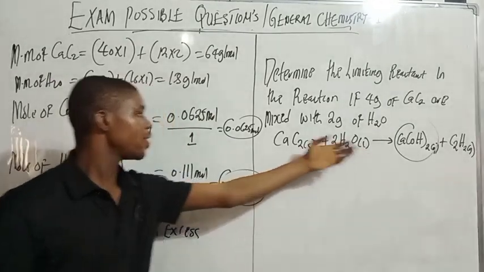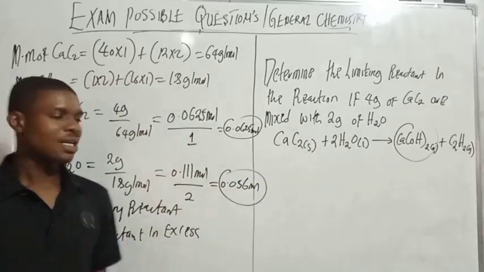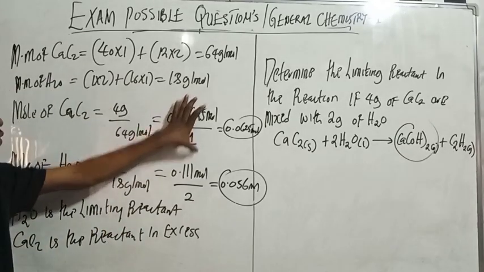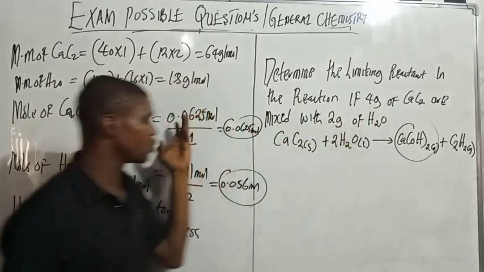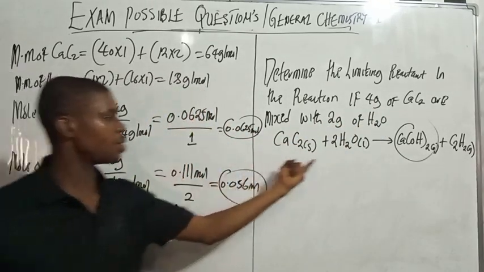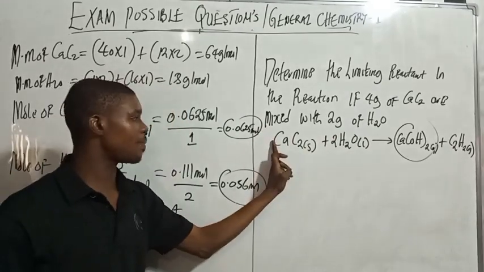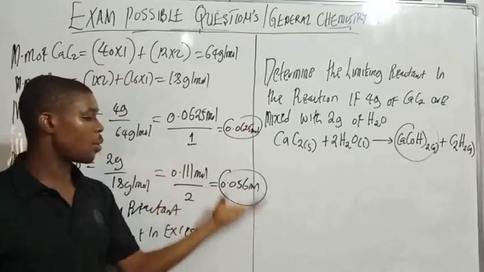So from here now, this method is just to know how to get the limiting reactant and reactant in excess without solving much from the balanced equation, just from the mole. When you get the mole, just see the mass given to you. After you calculate the mole, divide by the coefficient. The coefficient of calcium carbide is 1. The coefficient of water is 2.